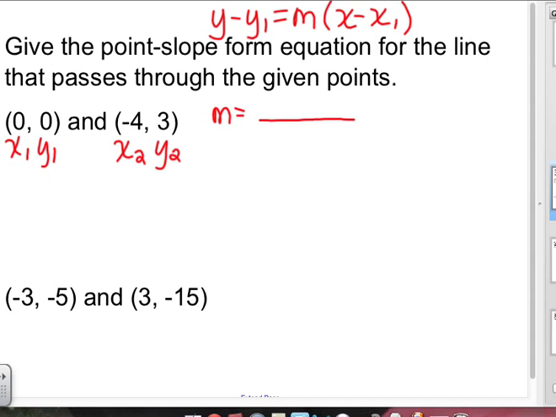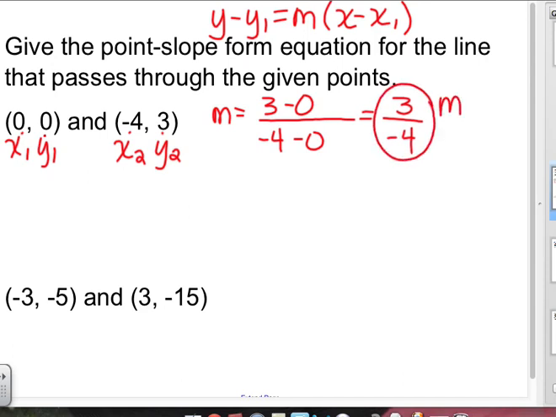Change in y. So look at your y's. We take a 3 minus a 0. That goes on top. Change in x goes on bottom. The x goes from a -4 to a 0. All right, now I'm going to do the math. 3 minus 0 is 3. -4 minus 0 is -4. Your slope is -3/4. That's your m. Now we're going to just set that aside.